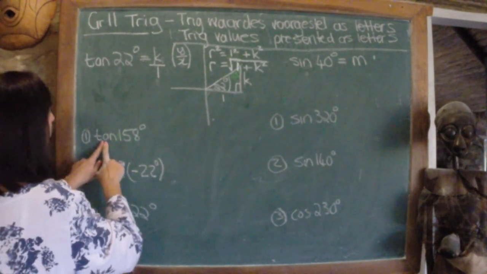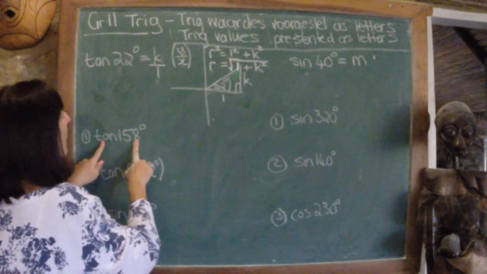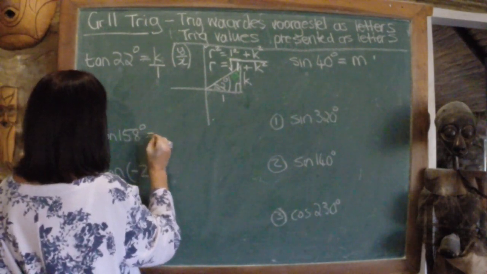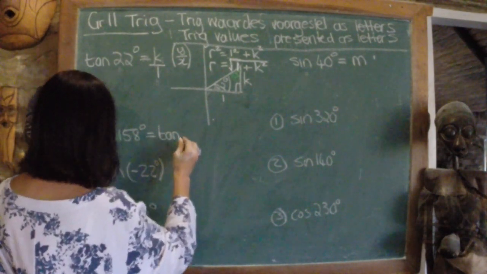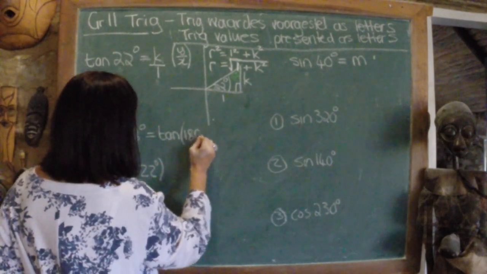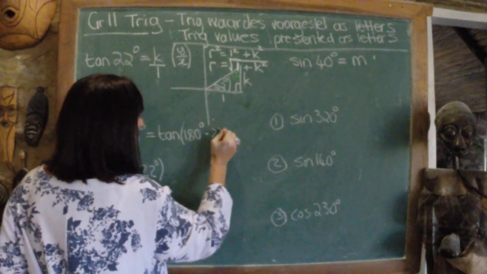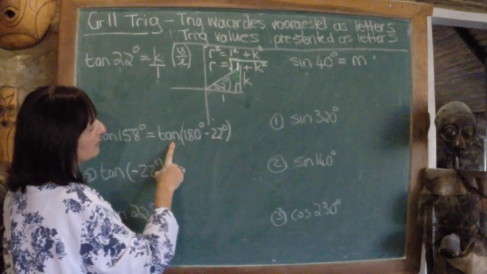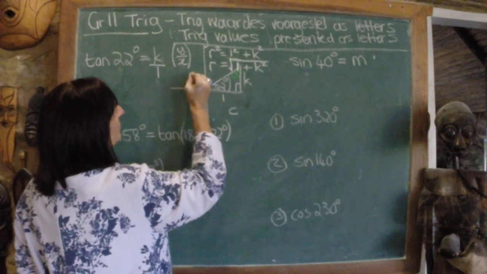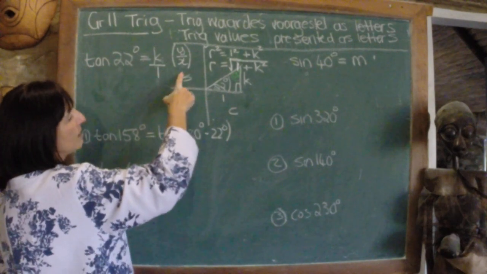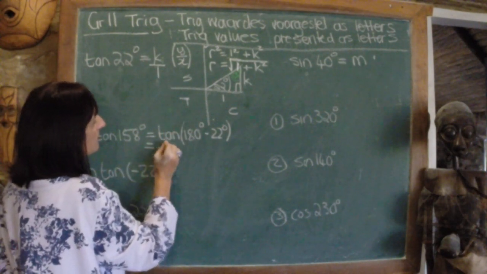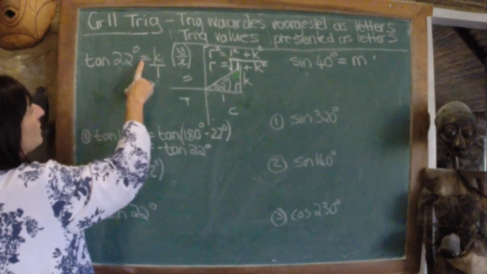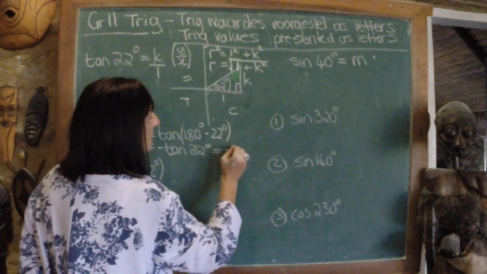So kom ons gaan kyk, hoe kry ek die tan van 158 in terme van 22 of 68? So let's use the reduction formula. The tangent of 180 minus 22 gives me 158. Reduksieformule, tan van 180 min 22, as ons die kaasdiagram sommer hierso teken, is dit 180 min, van tan, is min tan van 22. Ek het tan van 22, dis k, so dis gelyk aan minus k.